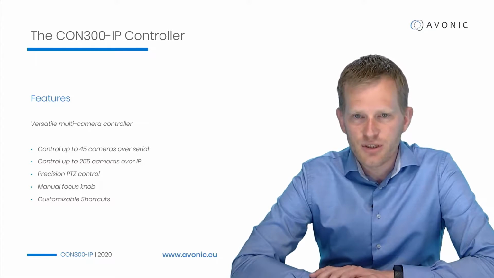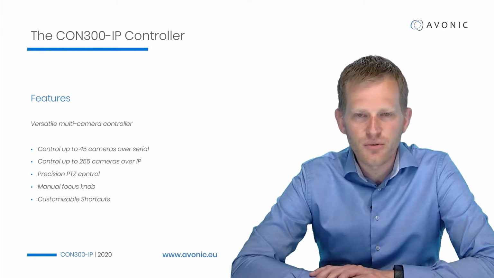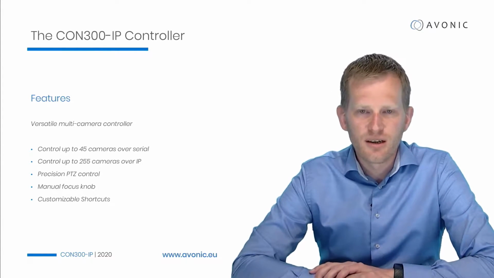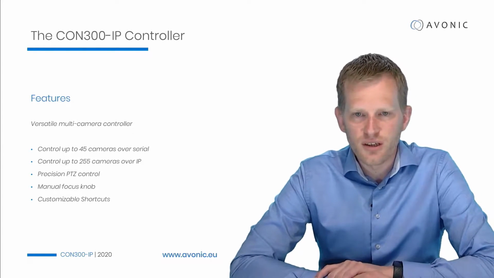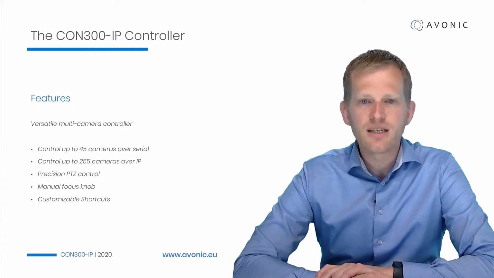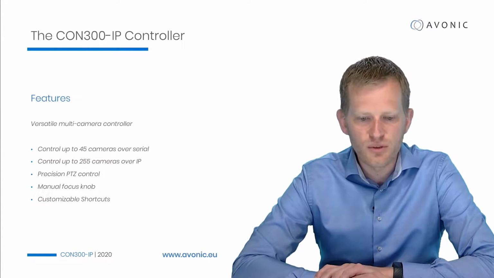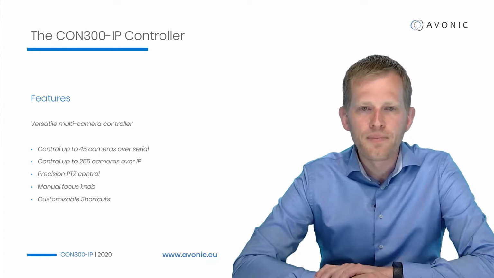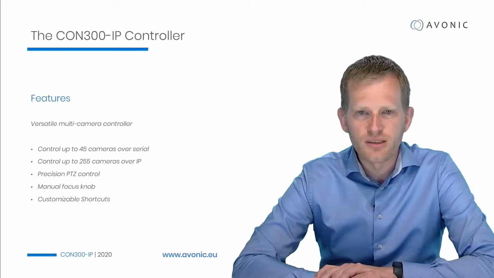It has a very high precision joystick, so you can have very fine control over your cameras. A great feature is the manual focus knob, which gives you fine control over the manual focus. It makes it a lot easier to get things in focus than having to use an IR remote or anything else. And we have a couple of customizable shortcuts, and all of this will be shown to you in a few minutes.